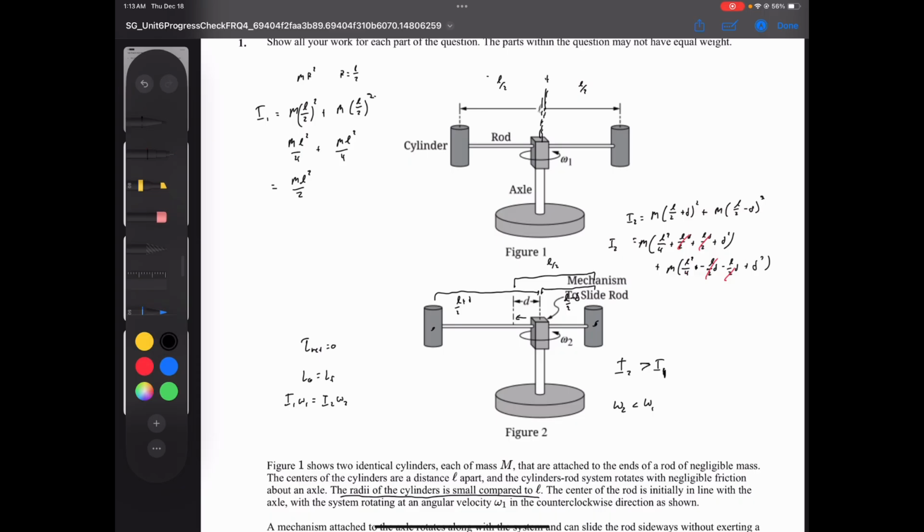So if I put all that together, ml squared over 4 plus ml squared over 4, I have ml squared over 2, and then I have md squared plus md squared, so it's plus 2md squared. If I compare the moments of inertia, I have ml squared over 2 for I1, and ml squared over 2 plus 2md squared for I2. So obviously I2 has to be larger than I1. The moment of inertia for figure 2 is larger.